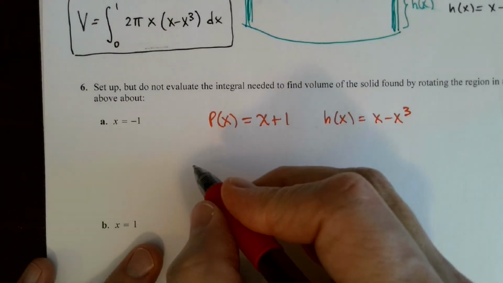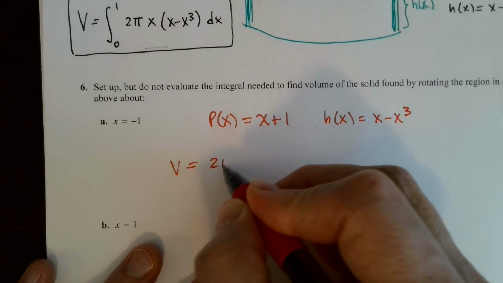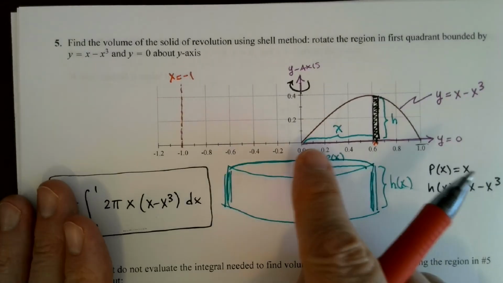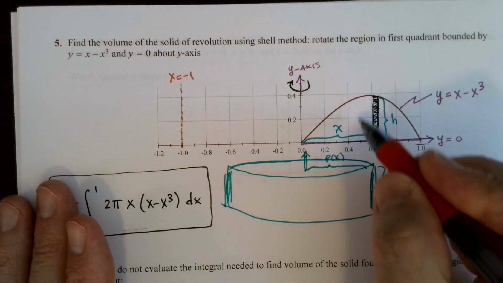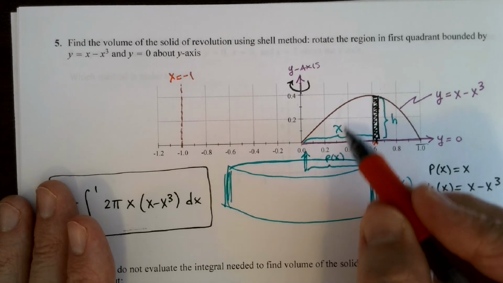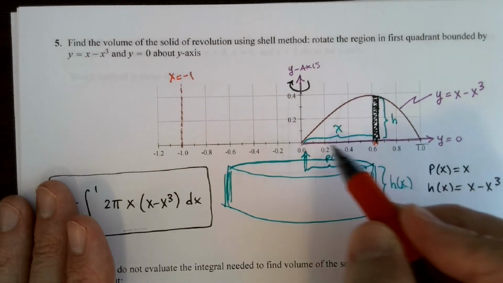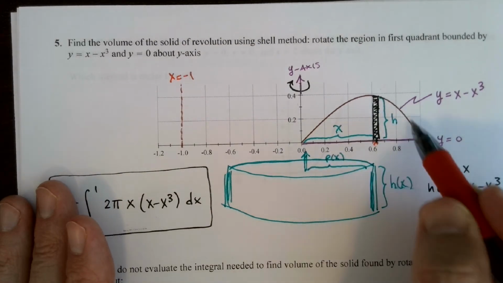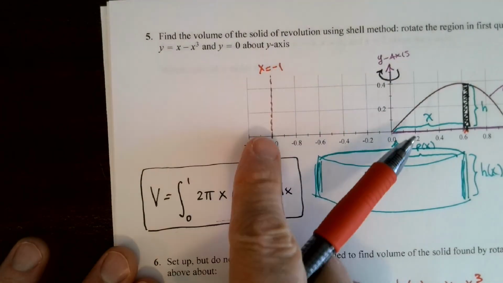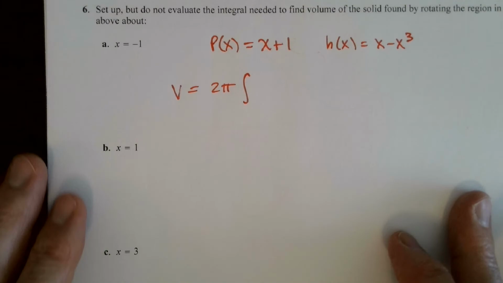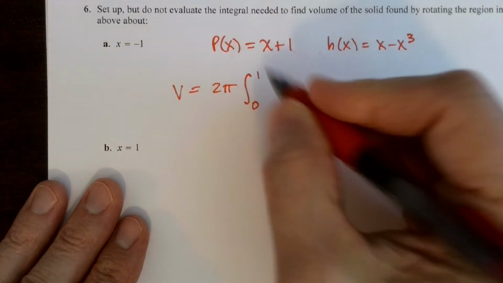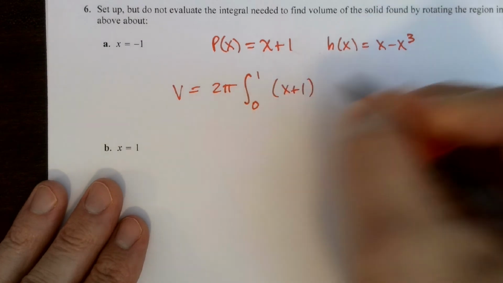And so our volume is, we'll pull that 2 pi out. It's going to be very similar to this one. We're still going from 0 to 1 because that's the region under the curve. It's not from negative 1 to 1 because the area we're rotating simply exists from 0 to 1. It's just this area, going about this line. So it's still 0 to 1 and it's 2 pi p of x times h of x.